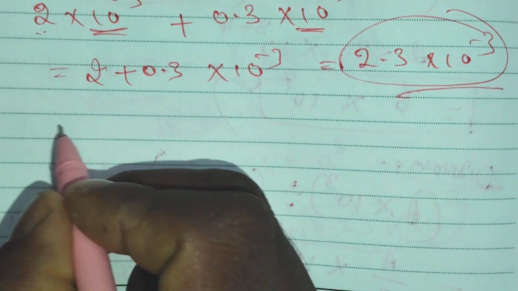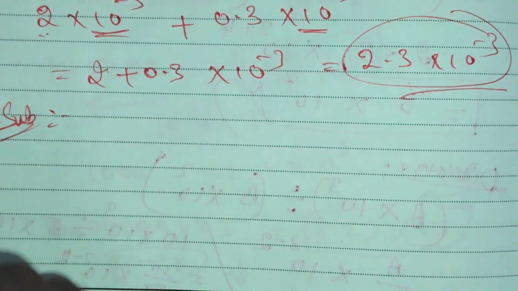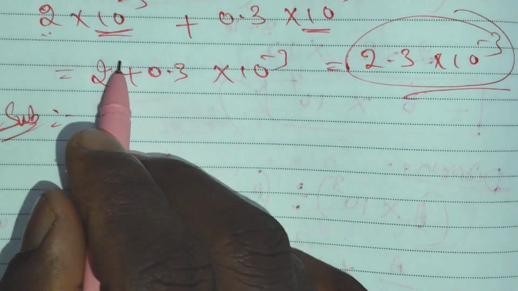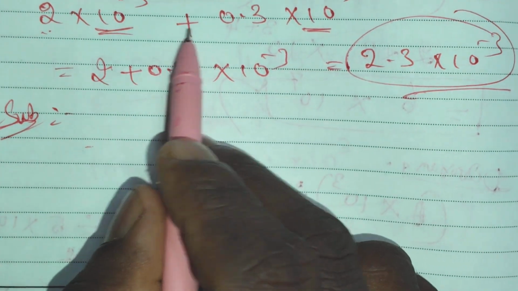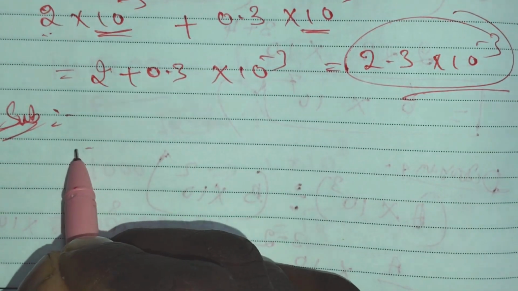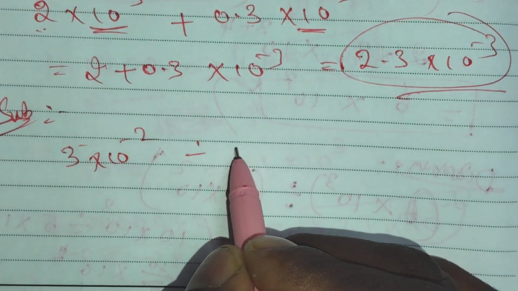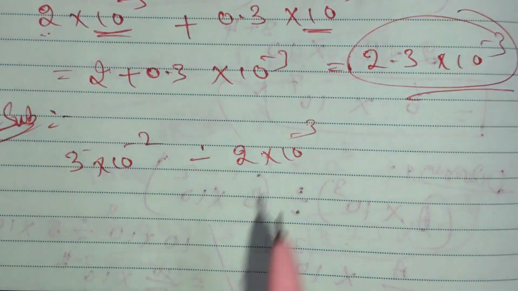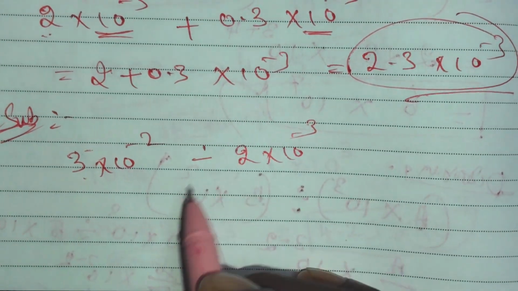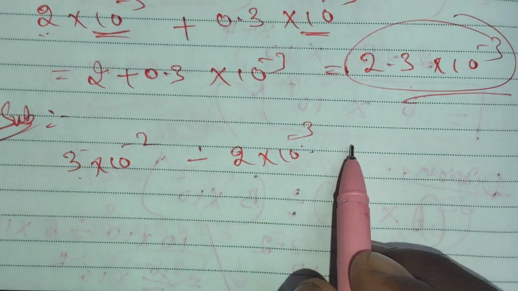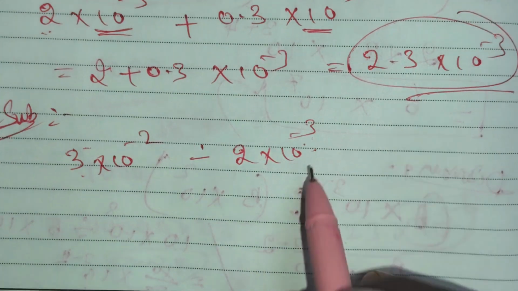And we go to subtraction. Actually this subtraction is also a similar concept. Here, for example, with the same values, we can represent it as subtraction. Here 3 into 10 to the power of minus 2 is subtracted by 2 into 10 to the power of minus 3. So what we do here is convert this 10 to the power of minus 3 to 10 to the power of minus 2.